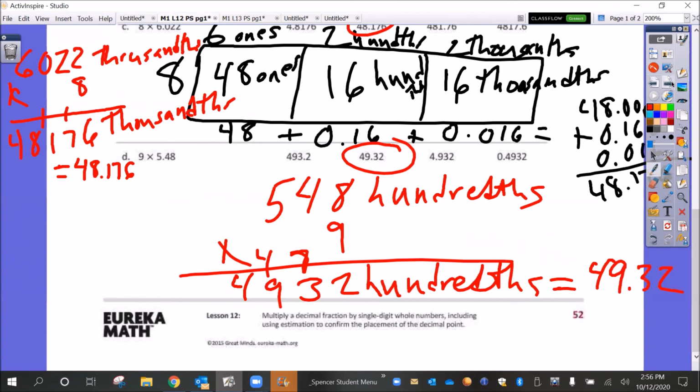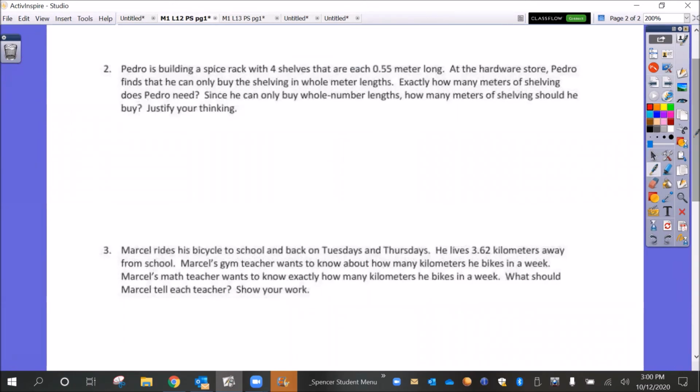All right, let's see what they got for us on the back of this thing. So Pedro is building a spice rack. So we're looking at number 2. Pedro is building a spice rack with 4 shelves that are 0.55 or 55 hundredths of a meter long. At the hardware store, Pedro finds that he can only buy the shelving in whole meter lengths. Exactly how many meters of shelving does Pedro need? Since he can only buy whole number lengths, how many meters of shelving should he buy?